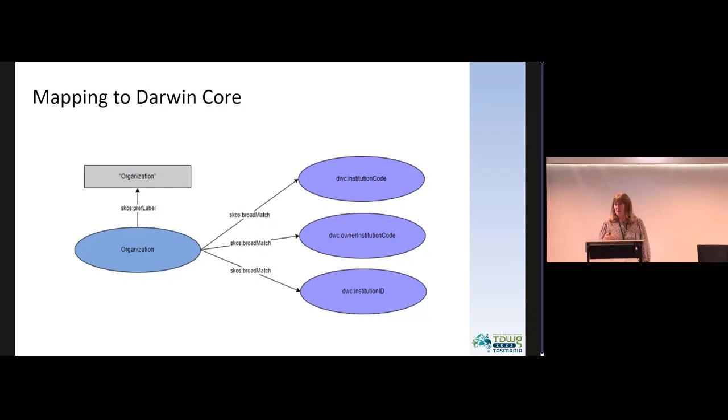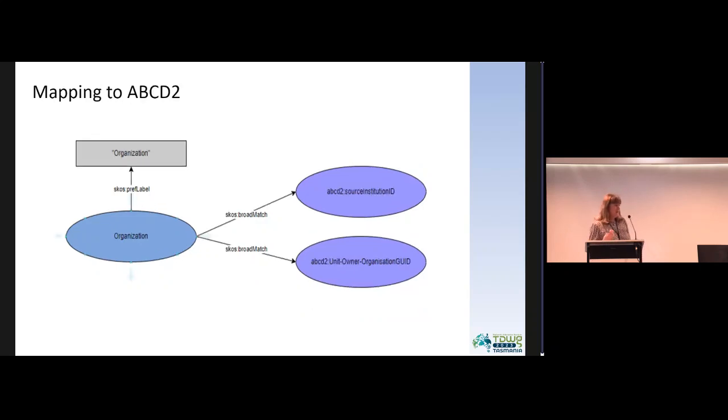Then if we look at mapping to ABCD, ABCD is really particularly important for some of the earth sciences, so it was one of the priorities for the mapping as well. And we can see the Organization broadly matches the SourceInstitutionID and the UnitOwnerOrganization.